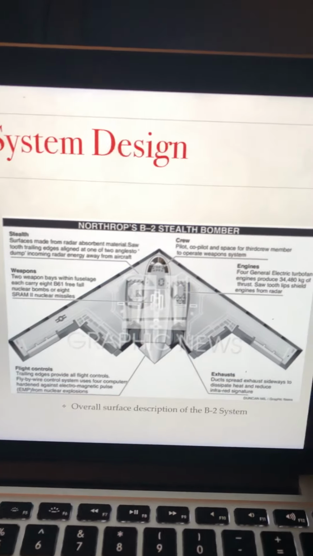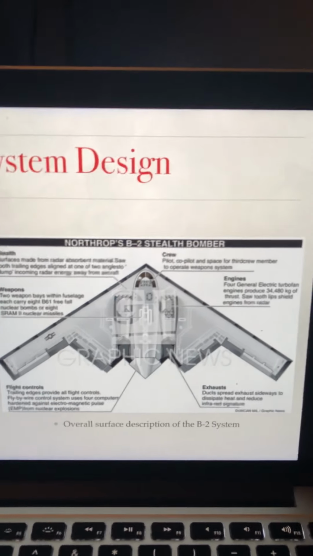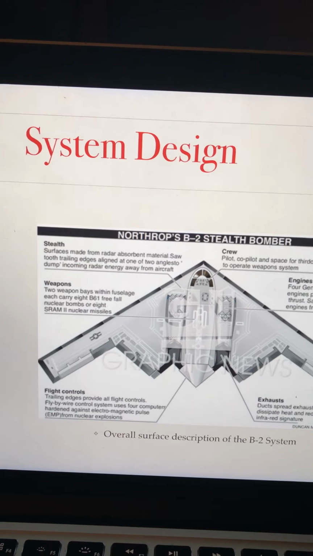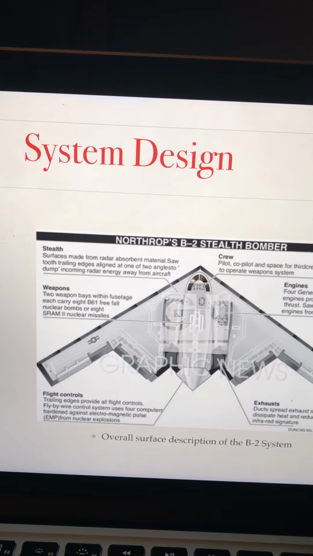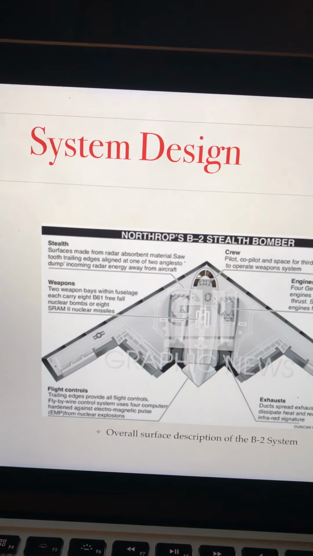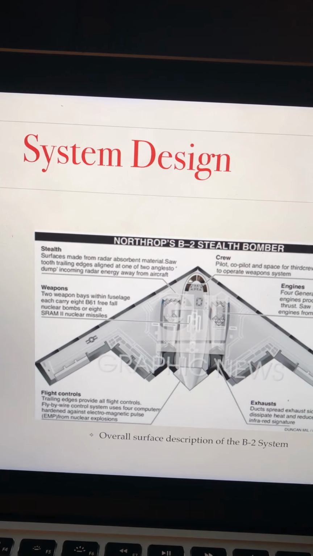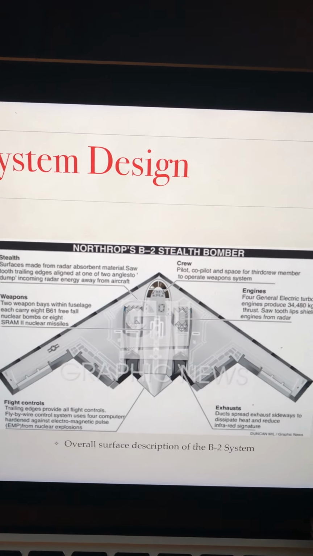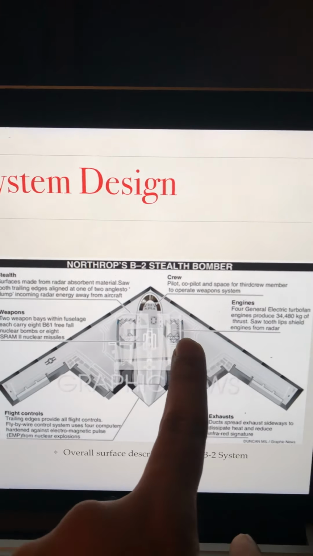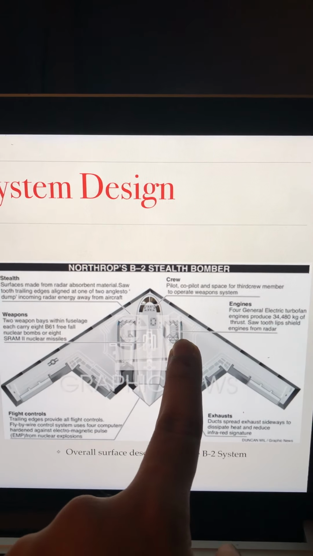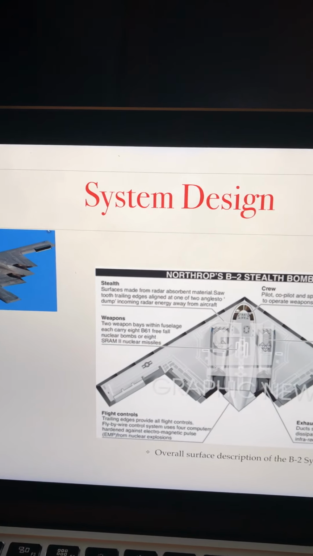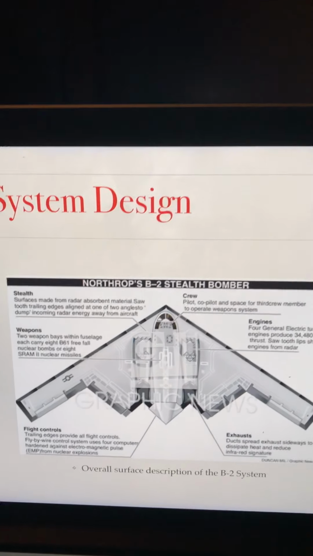This is system design, more of a surface description of the B-2 system. You have stealth at the forefront. The surface is made from radar absorbent materials. The leading edges are aligned at one of two angles to deflect incoming radar energy away from the aircraft. That's the crew area. The engines are set up right there. The General Electric turbine engines produce something like 34,000 kilograms of thrust, and that's the exhaust.